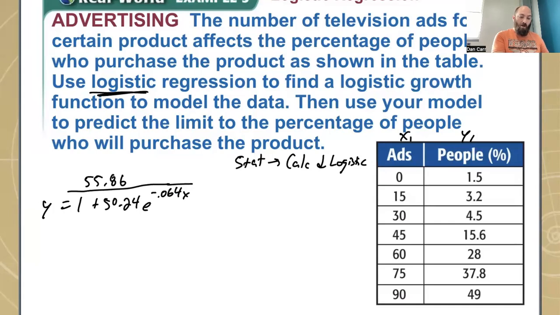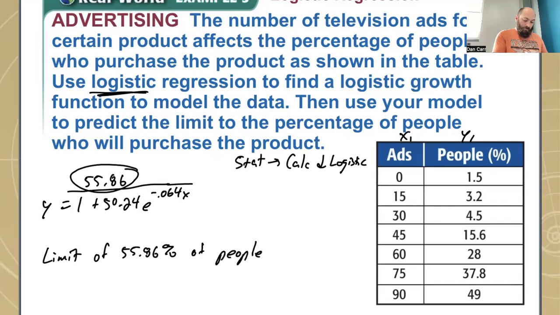I could, if I wanted to, start plugging in different values of x. Notice x in this case is representing ads. Our original function represents t, but we don't have time here. We have the number of ads. The idea according to this model is that there's going to be a limit to how many people buy the product. Based on this, we can figure out the carrying capacity, which is this number here. So according to our model, the limit is 55.86% of people will buy the product.